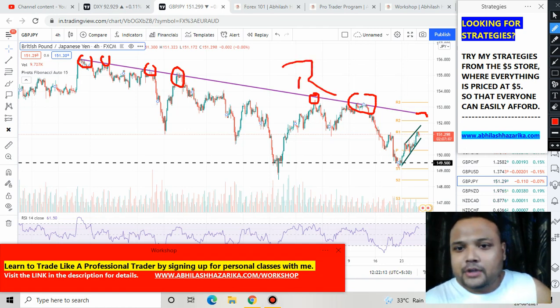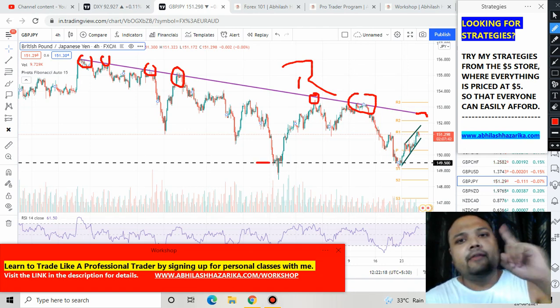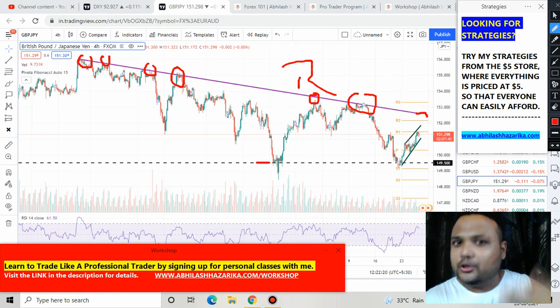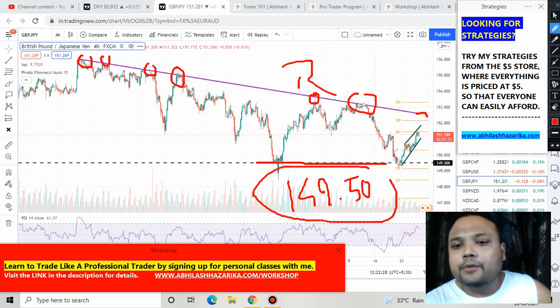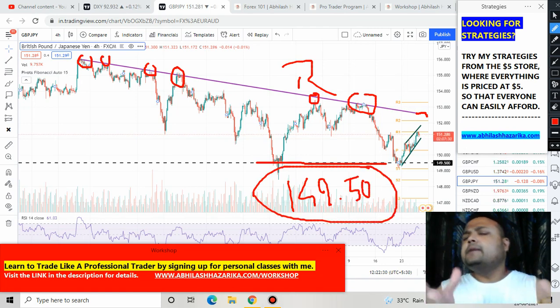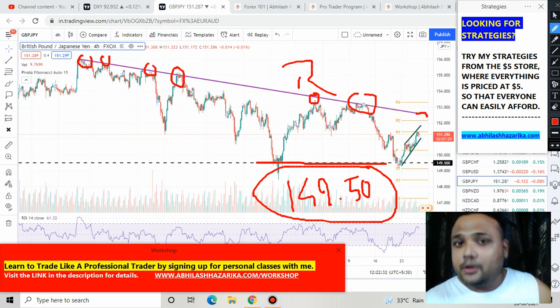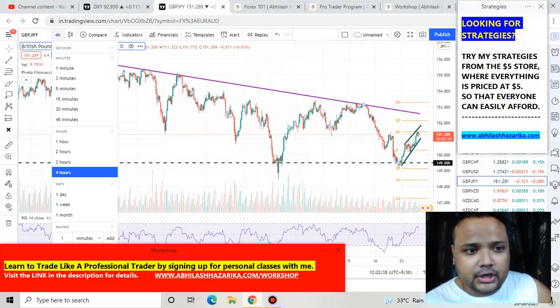Okay, so apart from this resistance, we also have a support in the market. We have a resistance, so definitely we also need to have a support, and the support is this 149.50. 149.50 may not seem that important in this chart right now, but to understand the importance of 149.50, we must go to the weekly chart.